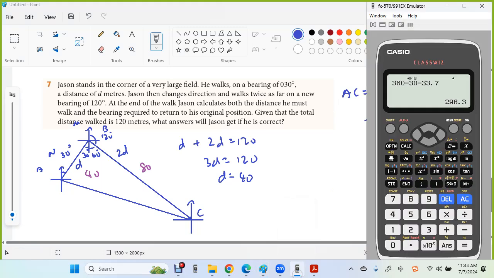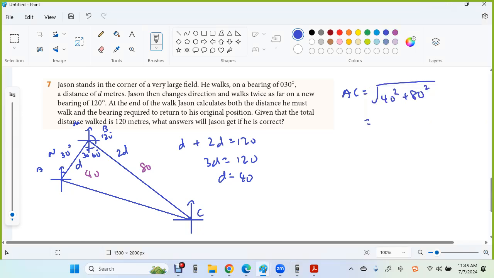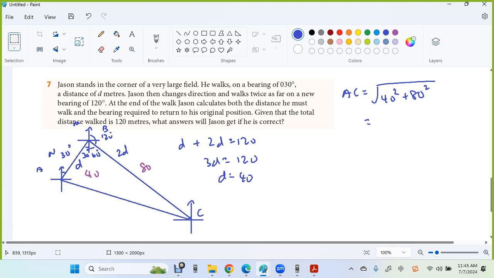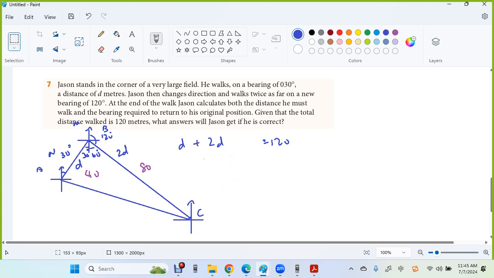Okay, so we have the square root of 40 squared plus 80 squared. Then we have 40 root 5, which is 89.4. The answer that I get is 89.44. So that means what I understood from the question is wrong. So it is not that D plus 2D is 120. So we have X here, plus X is 120.